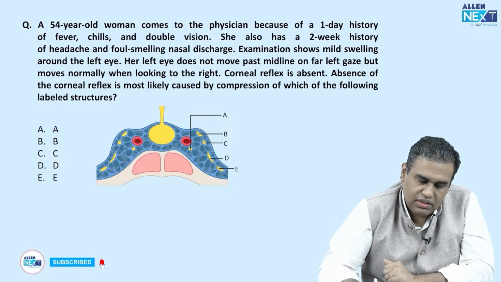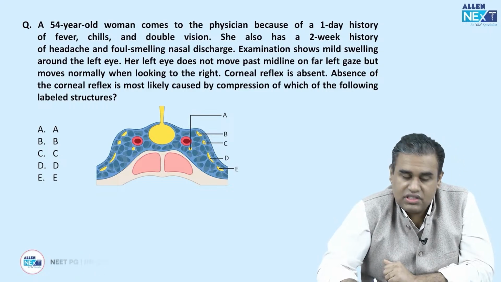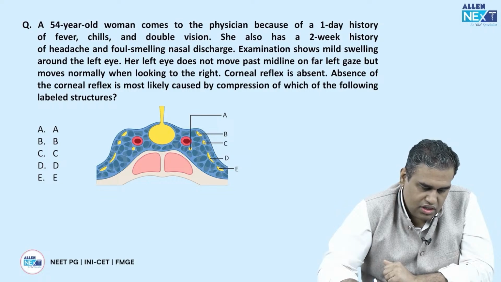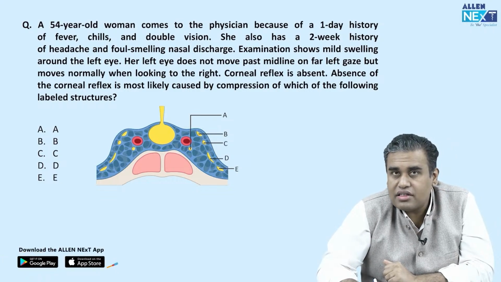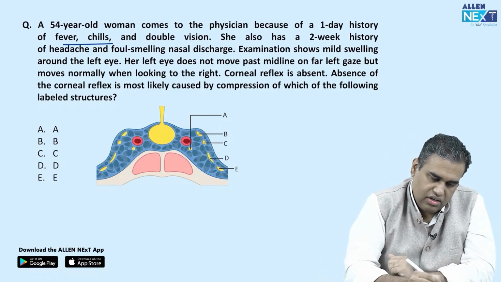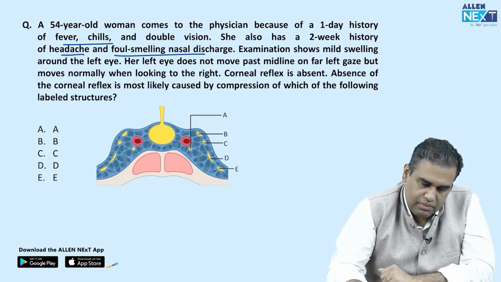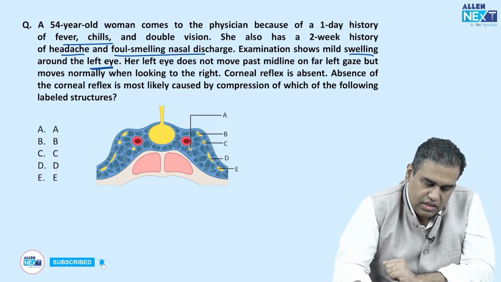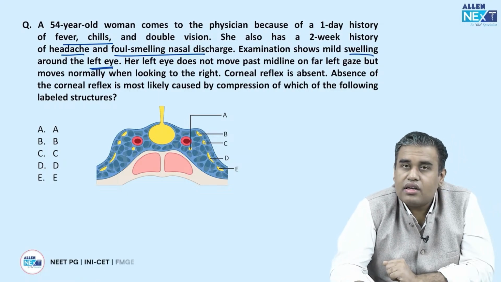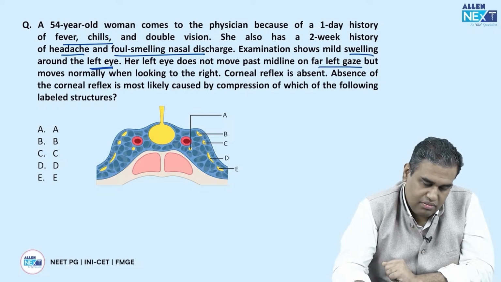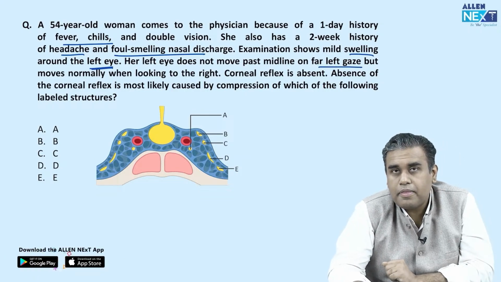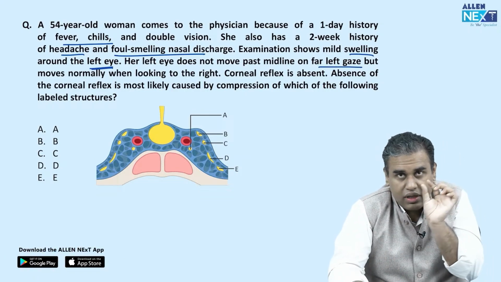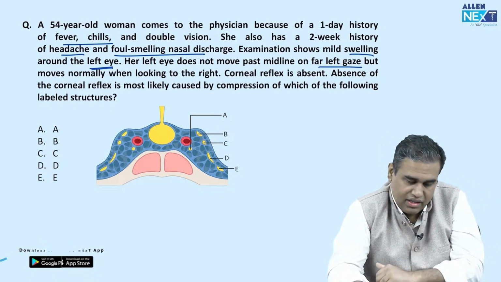A 54-year-old lady comes to the physician because of a one-day history of fever, chills, and double vision. She also has a 2-week history of headache and foul-smelling nasal discharge. So there's a history of fever, nasal discharge, headache and all. Examination shows mild swelling around where? At the left eye. Her left eye doesn't move past midline on far left gaze, but moves normally when looking to the right. So the left eye is not able to abduct. I hope you're getting the point.